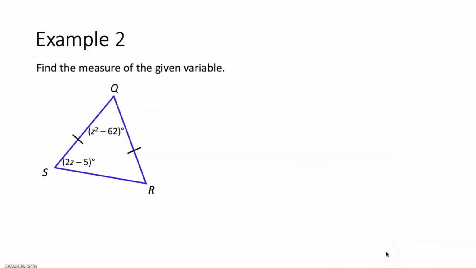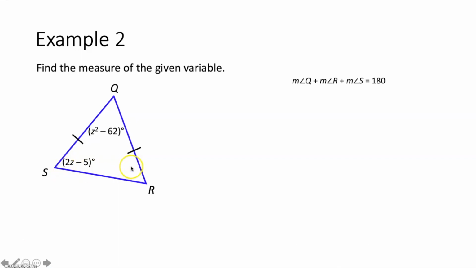Now, example 2 says find the measure of the given variable. So here our variable looks like it's z, so we need to find z. Well, how do we find z? How do we set up an equation here? I guess we could just say that the measure of angle Q plus the measure of angle R plus the measure of angle S has to equal 180 degrees by the triangle angle sum theorem.